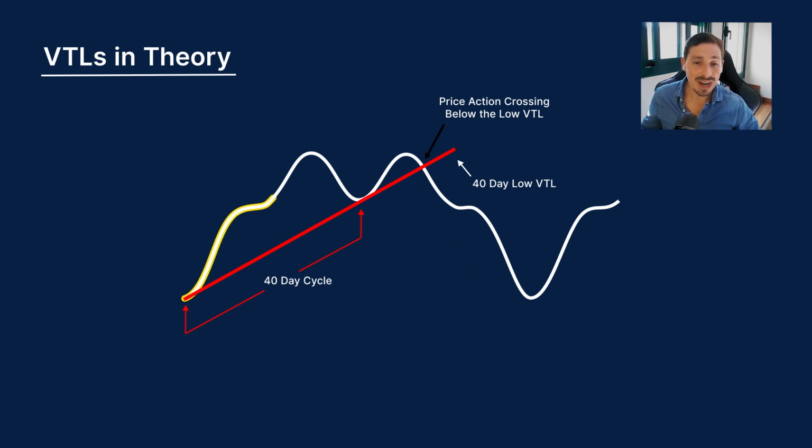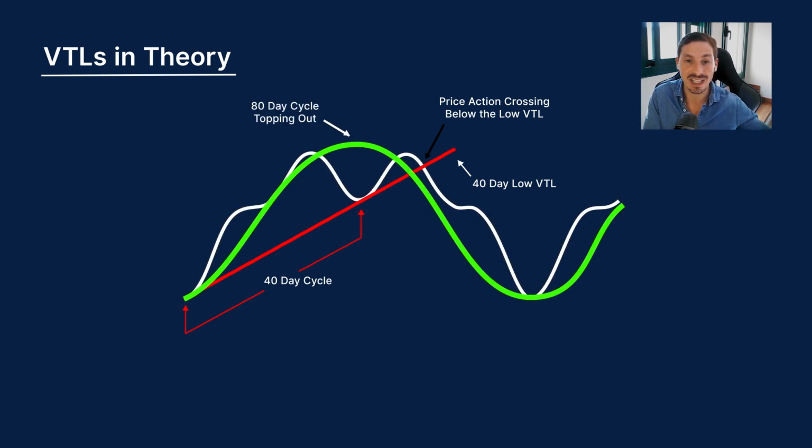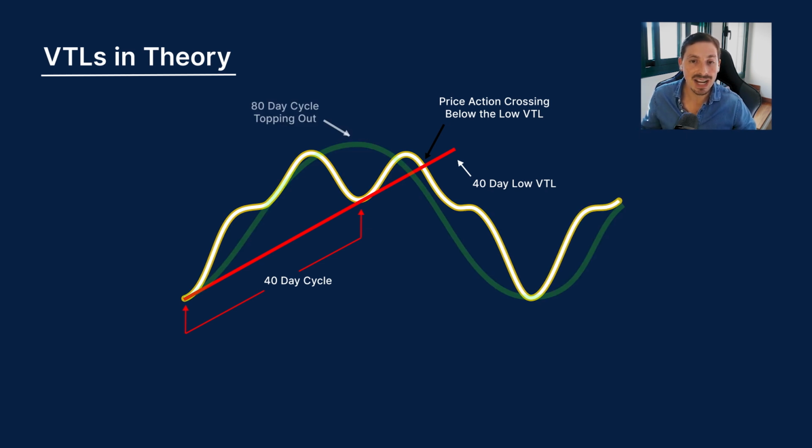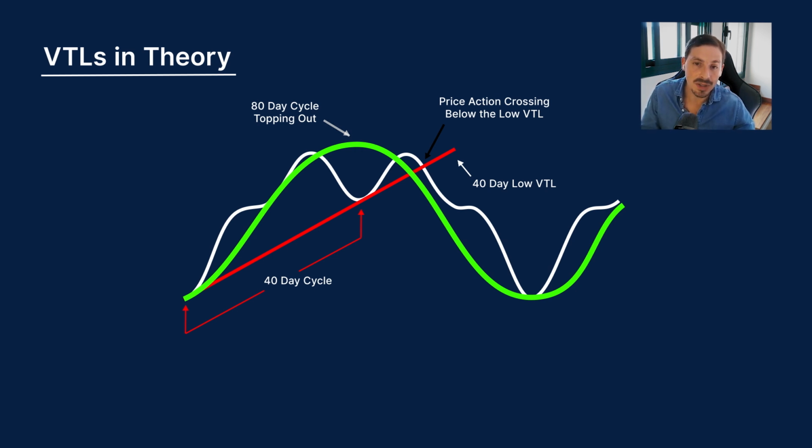Let me explain. When prices cross below a 40-day low VTL, it means that an 80-day cycle, so the next degree cycle, has topped out. And you can see that it's exactly what happened here. So again, when prices cross below a low VTL, as I'm showing you in this example, it means that a higher degree cycle has topped out. That's what it means. And this is why this tool is so powerful.